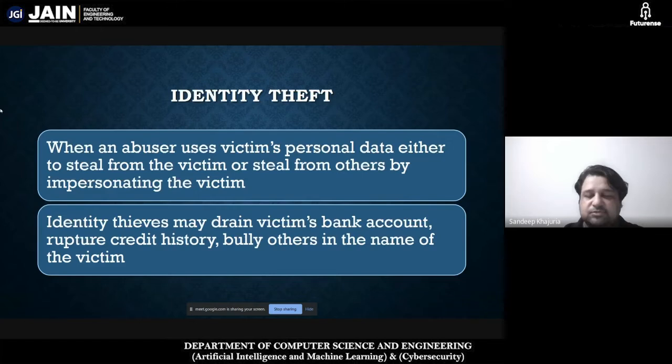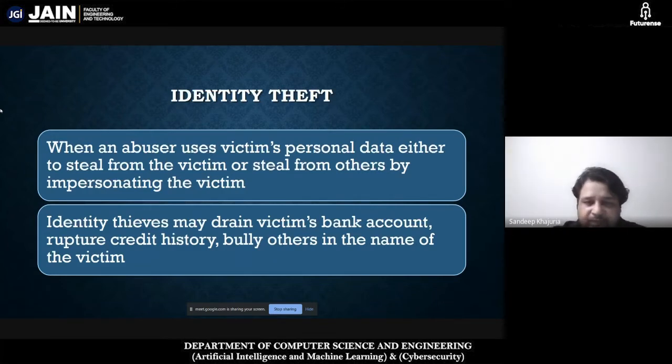So whether it is to steal from you, or to get your identity and steal from others, it can be anything. That is what I have tried to write here: when an abuser uses the victim's personal data, either to steal from the victim or to steal from others by impersonating the victim. So it can be both ways. It is not only that your identity is getting stolen; the person can steal your identity to attack somebody else.